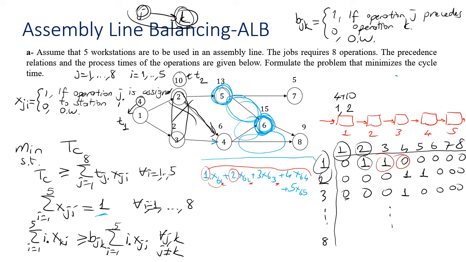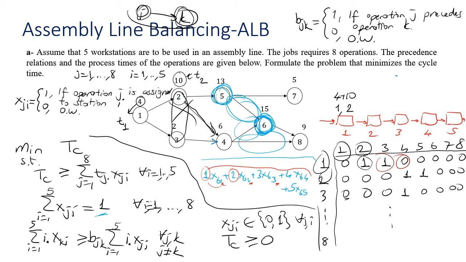This is the formulation. Of course, you need to say that this x_ji is a binary decision variable for all j and i, and also this t_j is the cycle time, a continuous decision variable. Okay, so this is the assembly line balancing problem formulation for the first version of the problem, in which we know that there are 5 workstations and we want to minimize this total cycle time.